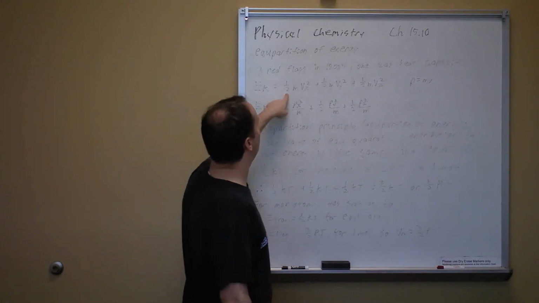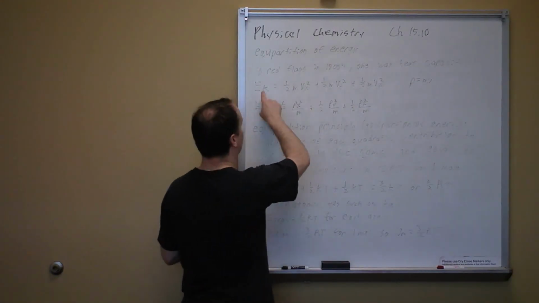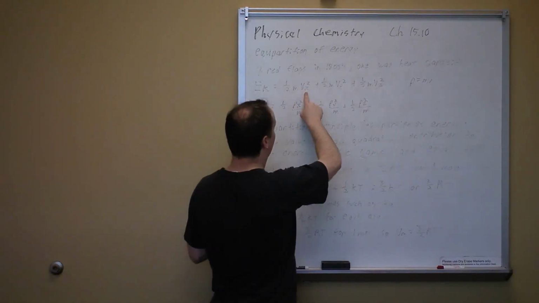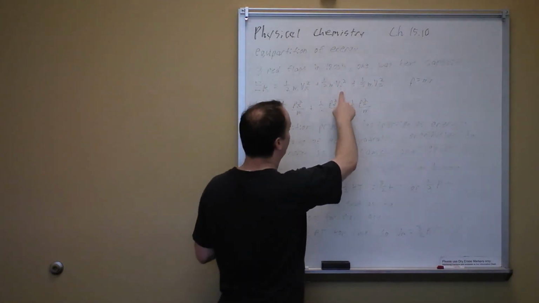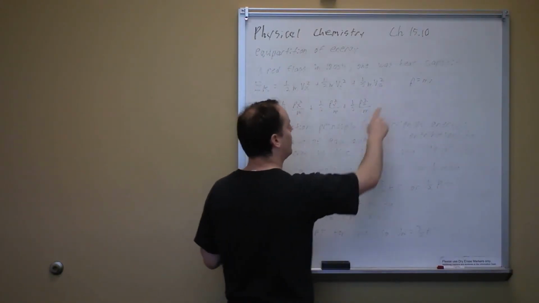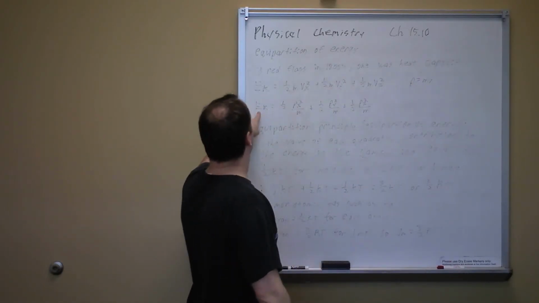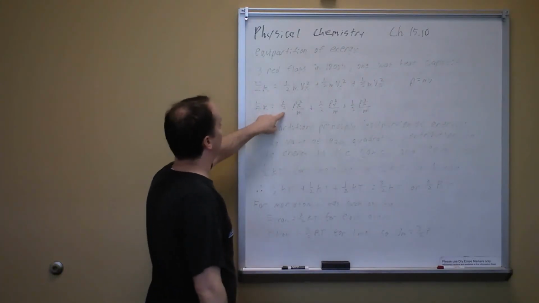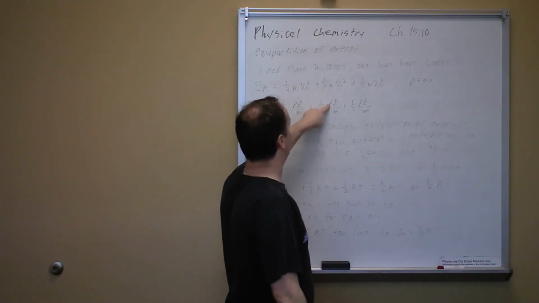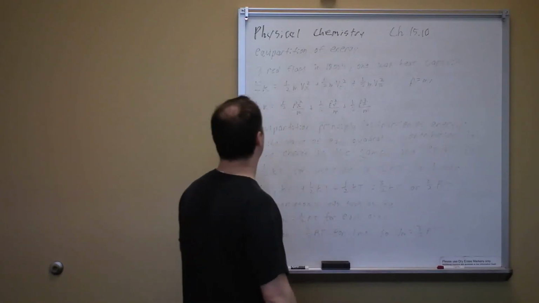So the kinetic energy, remember, is 1/2 mv squared. But we have x, y, and z. So the total kinetic energy is 1/2 m times the x component of velocity squared, plus 1/2 times mass times the y component of velocity squared, plus 1/2 times mass times the z component of velocity squared. Now remember, p is equal to mass times velocity. So the kinetic energy could also be written as 1/2 times the x component of momentum squared over mass, plus 1/2 times the y component of momentum squared over mass, plus 1/2 times the z component of momentum squared over mass.